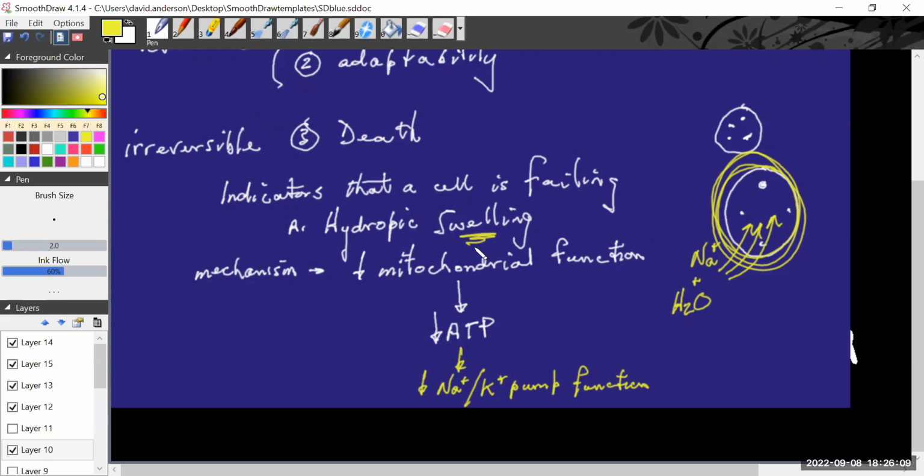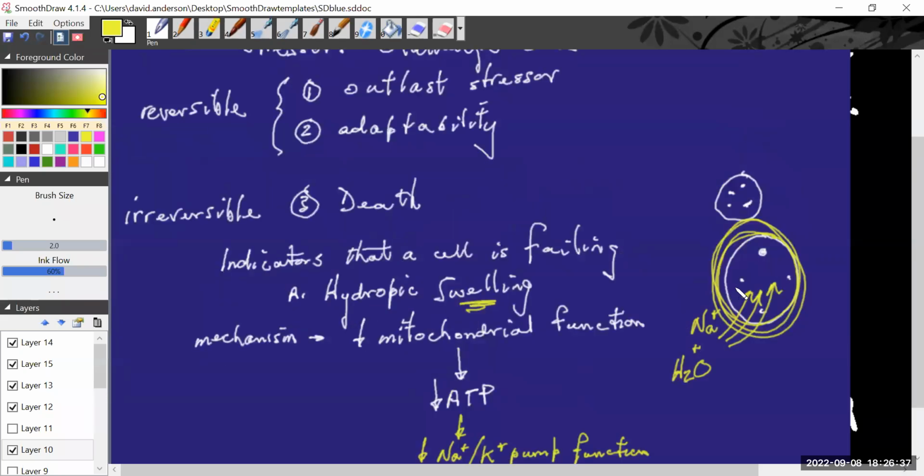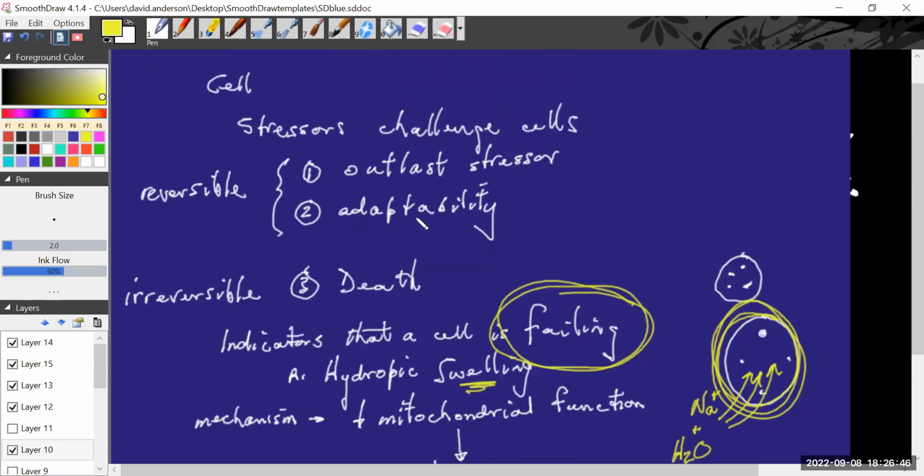Okay, so what's going to happen is the sodium concentration gets higher inside the cell. Water is going to follow the sodium inside the cell in the interest of trying to keep an equilibrium of concentration, and we're going to get swelling. If the swelling is allowed to progress, it's going to result in dysfunction. So this, we said, was an early indicator. We're not yet at dysfunction, but when we see swollen cells, we know that this cell is failing. It is not being successful at adaptation or outlasting a stressor. It's starting to break down.